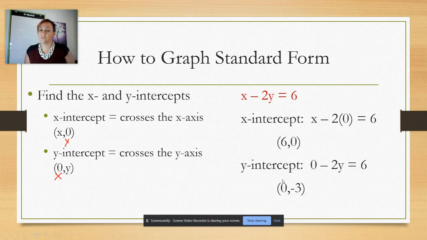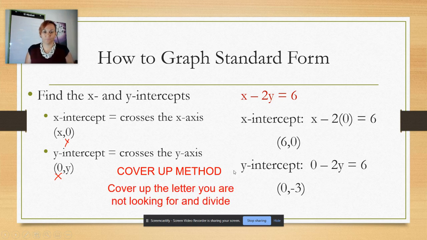Okay? So this is the math that you need to do to find your intercepts. Notice that the number -3 was not anywhere in the original problem, right? So we can't just pull it out of the original problem. You can do the work and plug in a 0, or you can do something called the cover-up method. The cover-up method is just a faster way to find your answer. When we plug in a number 0, it essentially makes that variable disappear. So instead of plugging in a number 0 and writing it down, we can just cover it up and then do the math from there.